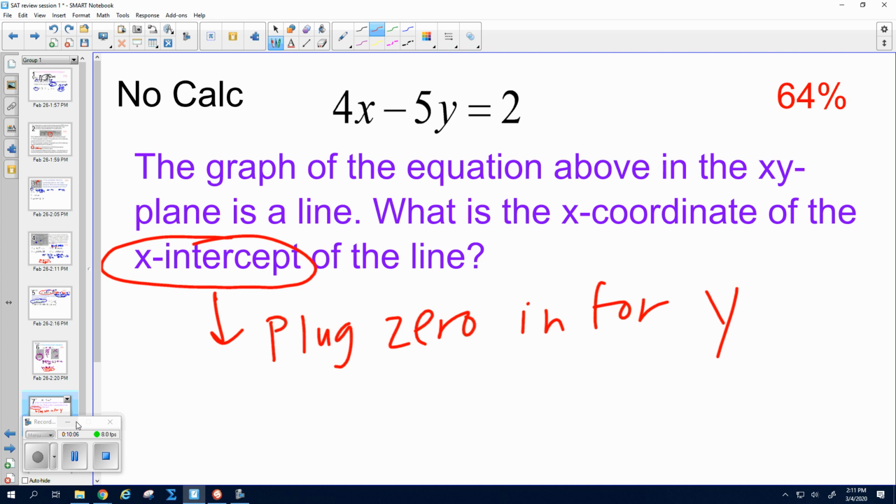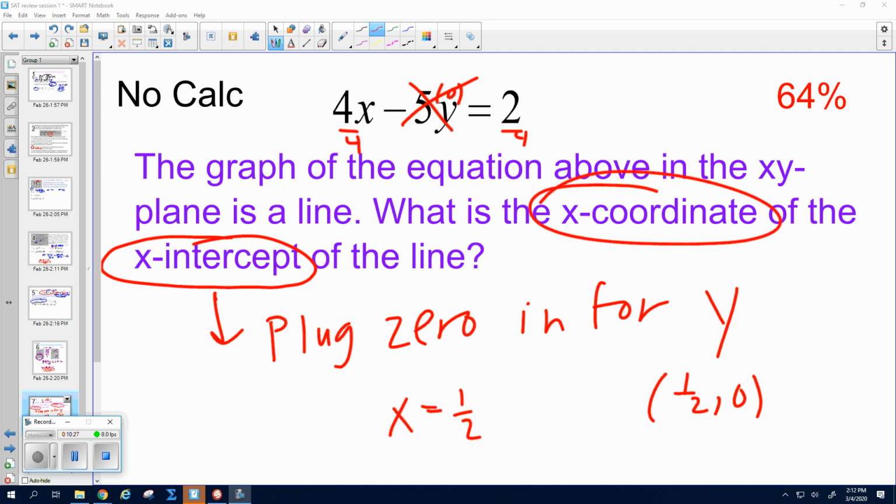So you guys see if you can get that one now. So you plug 0 in for y. This part cancels. You divide by 4. And you get x equals 1/2. So just so you know, this is the coordinate point 1/2 comma 0, because you plugged in 0 for y. What is the x part of the coordinate? It's still 1/2. This is not a multiple choice question. You actually have to fill in 0.5 or 1/2 and you get it correct, okay?